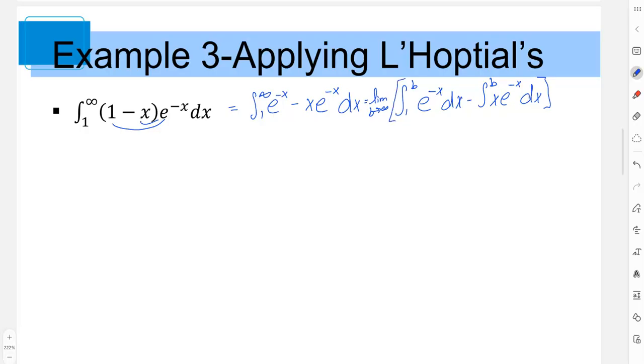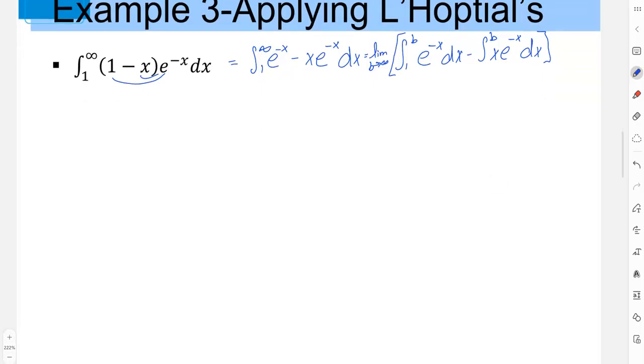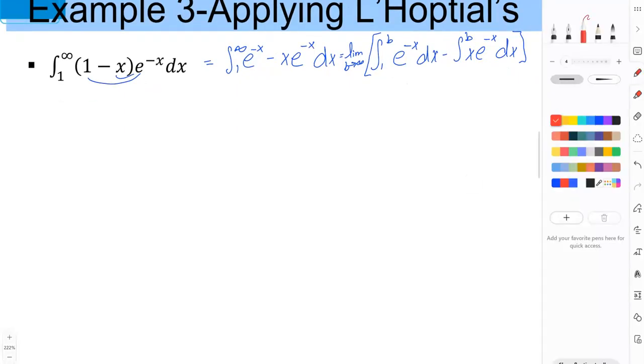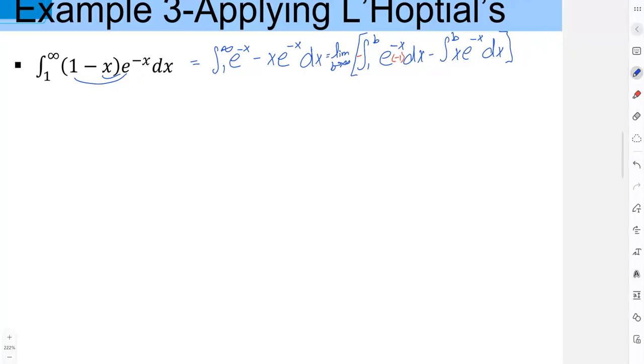There we go. So I have to integrate this piece, then I'm going to have to integrate this piece. This piece is going to be easy. It's just a u substitution. u is negative x, du is negative 1 dx. I would need a negative here and a negative here. That guy's going to require integration by parts. So I'm going to do by parts off to the side.